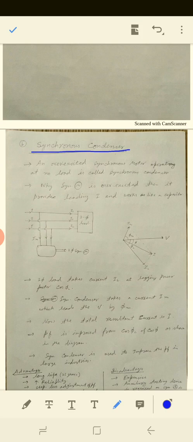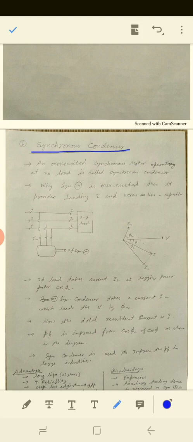What is a synchronous condenser? A synchronous condenser is an over-excited synchronous motor working at no load. When a synchronous motor is over-excited and it is at no load, it acts like a capacitor. Means, as a capacitor supplies reactive power, similarly a synchronous condenser, that is an overexcited synchronous motor with no load, supplies reactive power.